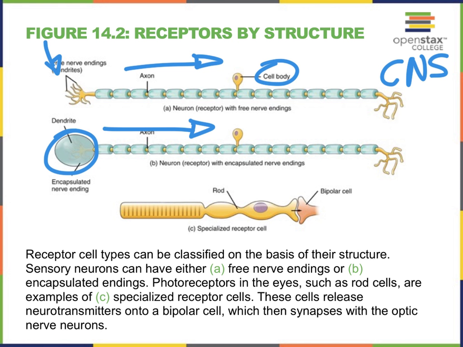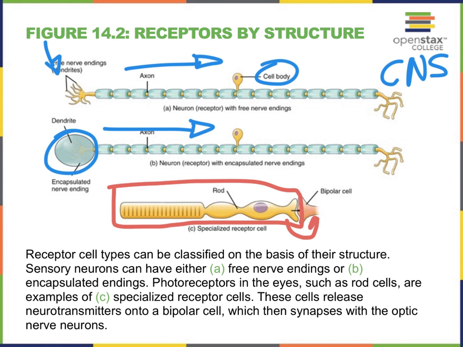While here we see an example of a photoreceptor in the eye. And notice that it is a totally separate cell, a strange looking cell, but it's a separate cell that communicates with a neuron, or synapses, actually, with a neuron. In a sense, this photoreceptor is like a neuron itself.